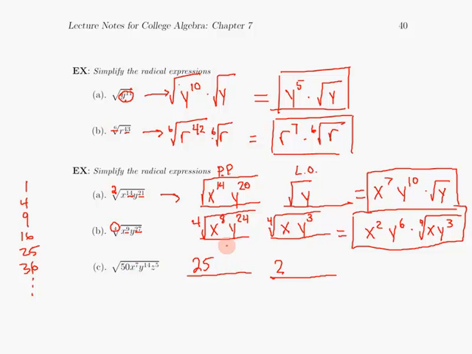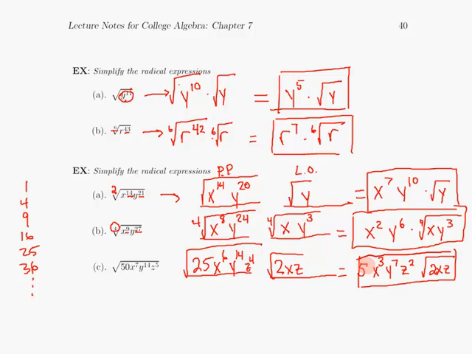X to the 7th means x to the 6th with 1 left over. Y to the 14th is already perfect, so we'll leave it all in here. And z to the 4th with 1 left over. Square root over each one. We will have 5, because the square root of 25 is 5. Square root of x to the 6th is x to the 3rd. Square root of y to the 14th is y to the 7th. And square root of z to the 4th is z squared. That's the square root of 2xz. And there's your final answer.